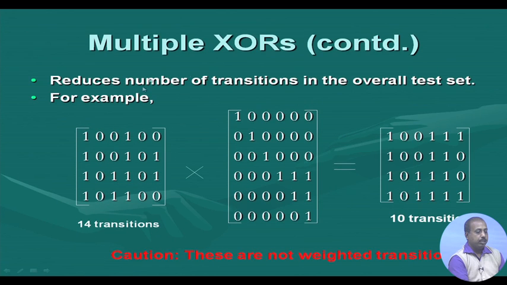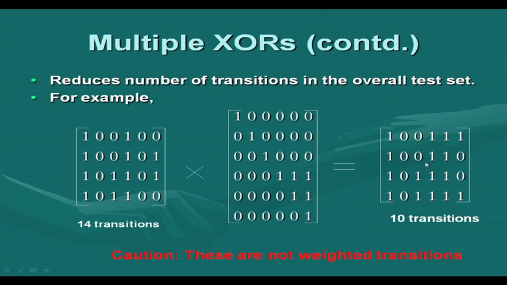Like say the original test pattern set may have 14 transitions. So, when you are post multiplying it by this, we are getting 10 transitions. Of course, this calculation is not weighted transition. So, this is just assuming that these patterns will be applied directly to the circuit. So, there are some 10 transitions in this case.